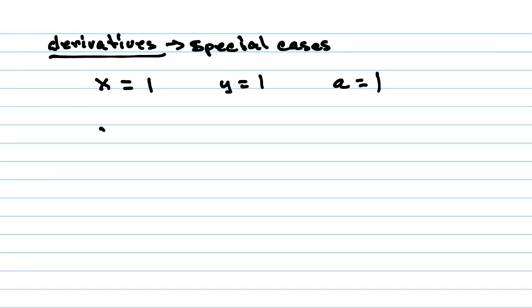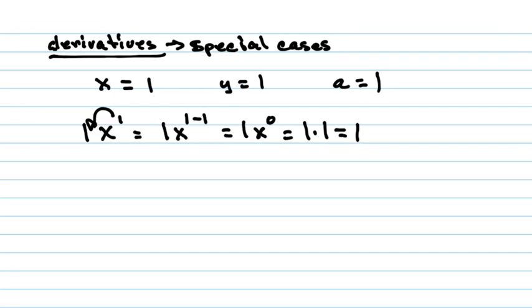And the reason for that is if you have x to the first and you multiply times the 1, that becomes 1x to the 1 minus 1, which is 1x to the 0, which is 1 times 1, which is 1. But you don't want to do all that. You just want to remember that anytime you have just a plain old x or a y or a z or whatever, then the derivative of it is always 1.